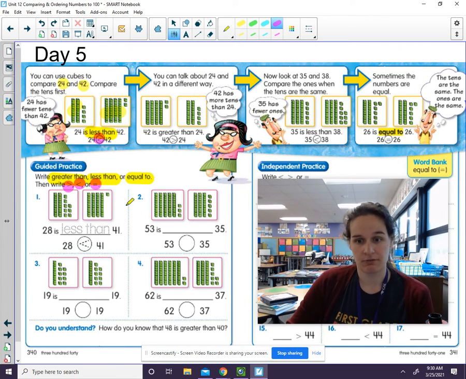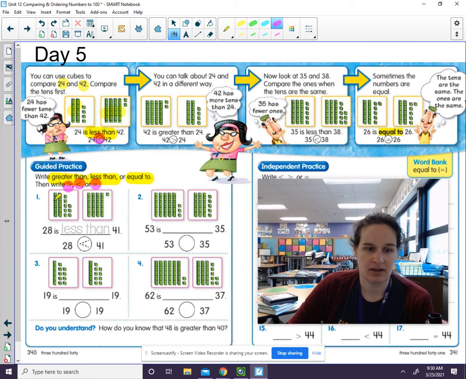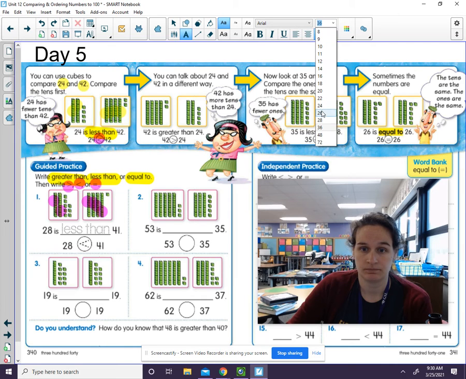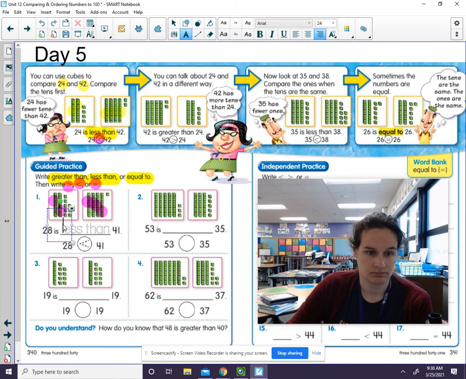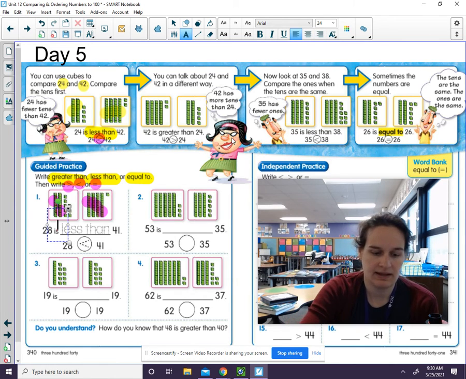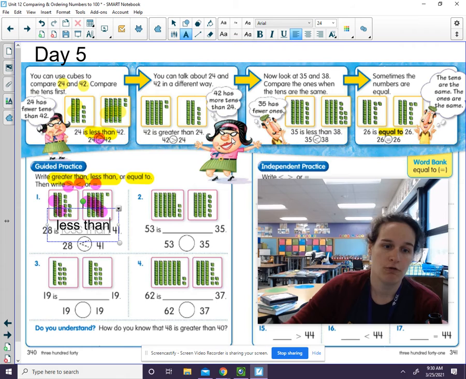They have a picture drawn for us. So I see there are, compare the tens first, two tens. Here there are four tens. Well, right away, I already know that two tens is less than four tens. So the number 28 would be less than 41.